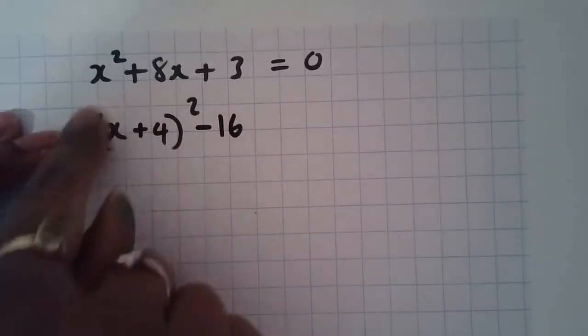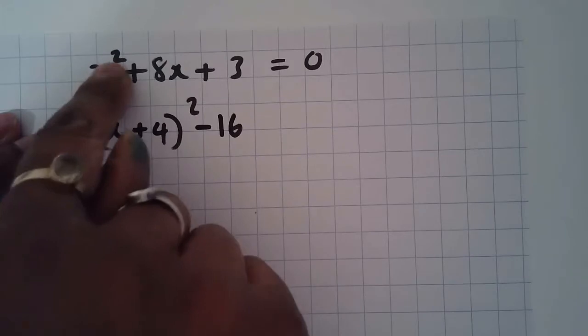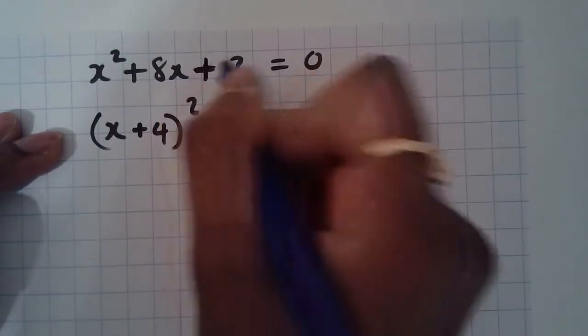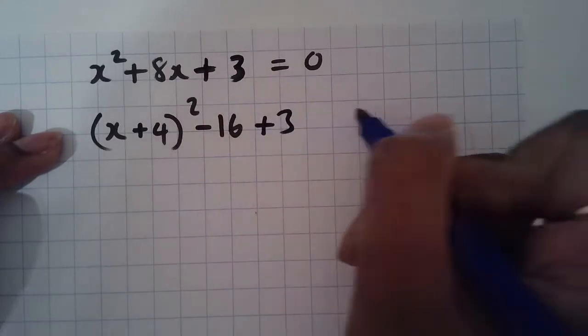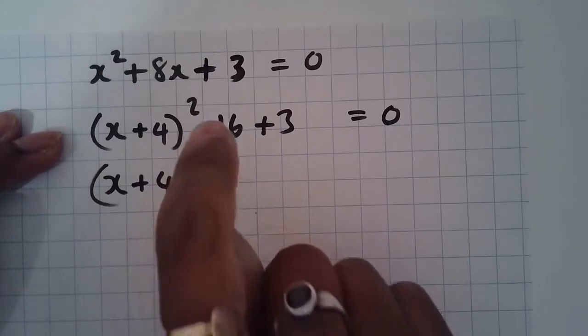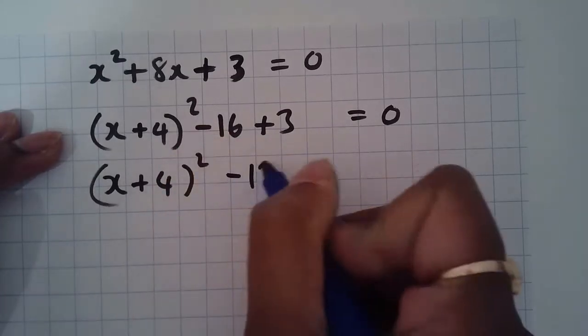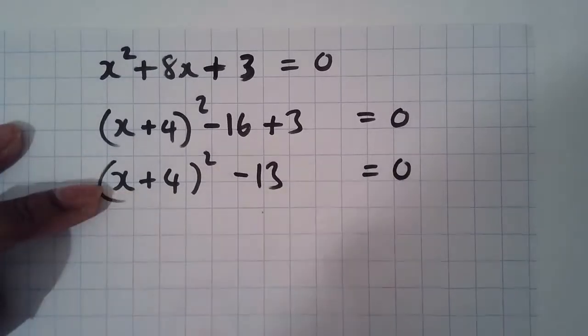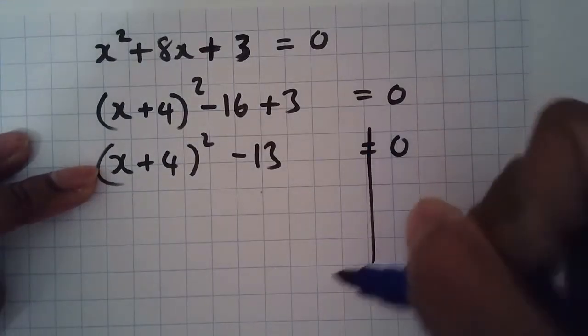Alright, so remember, all of that is the same as x squared plus 8x. I'm not going to check that right now, but it is. Don't forget the plus 3 at the end. Put that there. Let's simplify. Negative 16 plus 3 is negative 13. Now I want to find the values of x. I'm going to solve it.